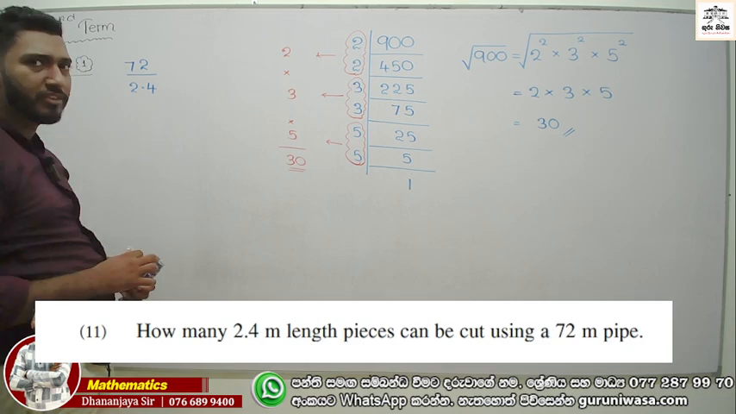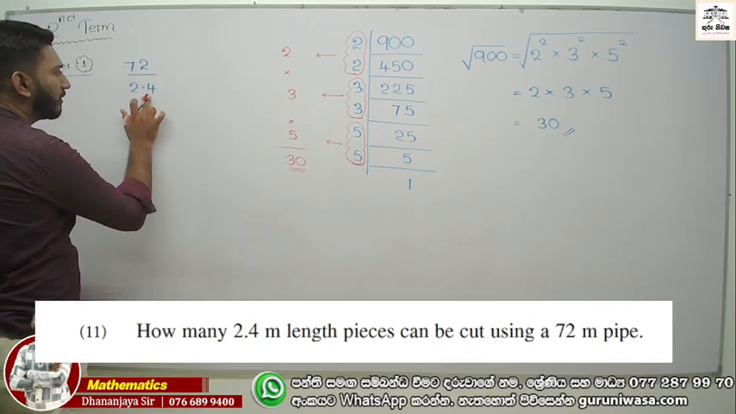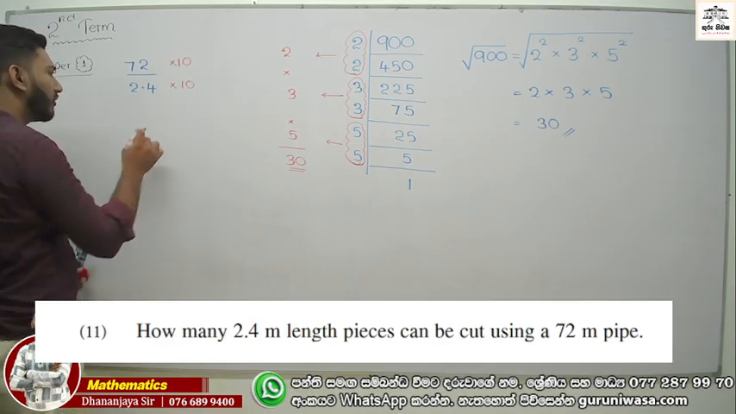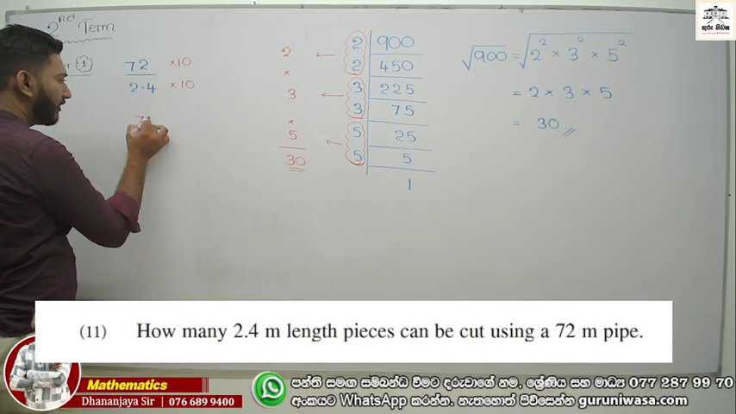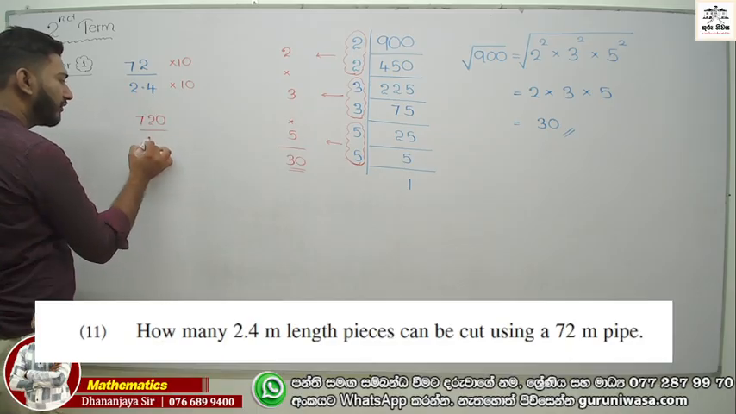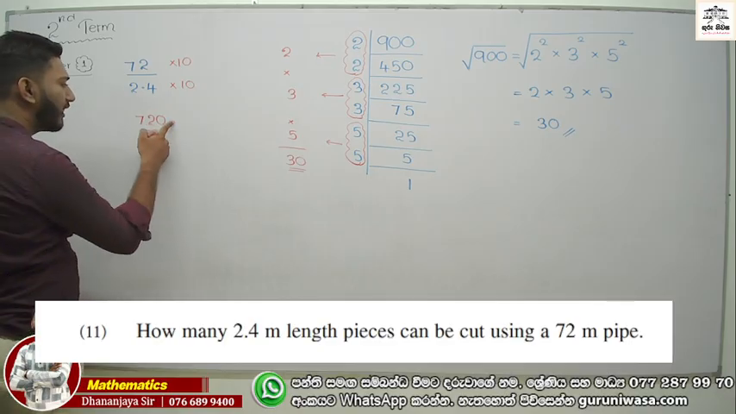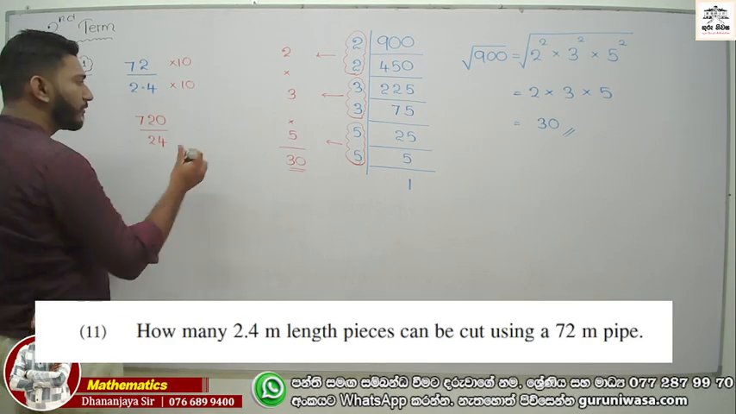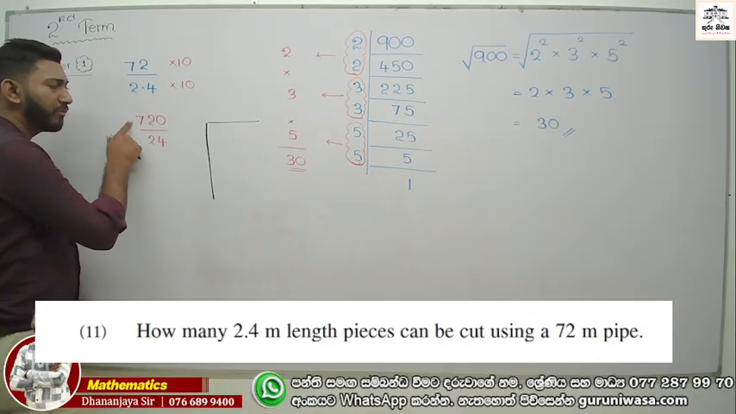The method number 1 is you need to eliminate the decimal place. Now there is 1 decimal place, so I am going to multiply by 10. Numerator and denominator both I am going to multiply by 10. Now 72 multiplied by 10 becomes 720, and 2.4 multiplied by 10 becomes 24. Just 24. Now 720 you need to divide by 24, and you know the method. I'm going to use long division, or you can use a simplification.